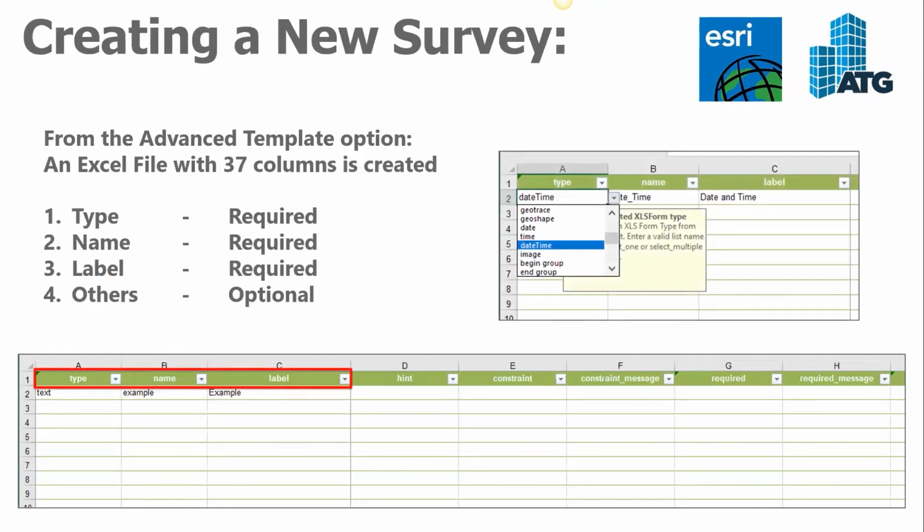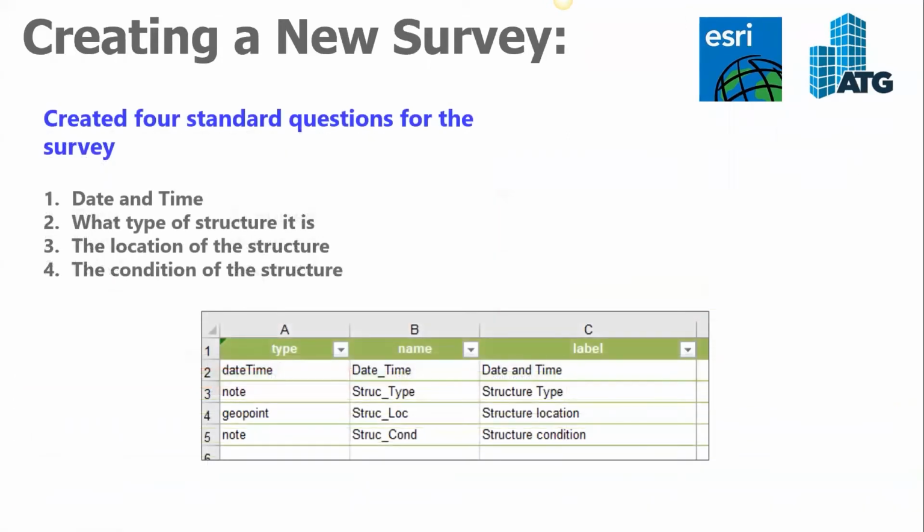And there is a quick example of the options that you have in column A. You have date, time, geotrace, geoshape, date, time, image, begin group, end group. And then there's a handful of more in there. From there, I went through and created 4 standard questions: the date and time, what type of structure it is, the location of the structure, and the condition of the structure.